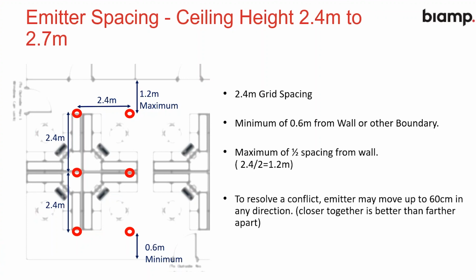And as I said previously, we can move an emitter by 60 centimeters in any direction to avoid any form of conflict. The golden rule is that closer together is better than further apart. So if we have to move anywhere, we can go closer. And as I said previously, also trust your audio knowledge because you will be able to know how the system should perform.